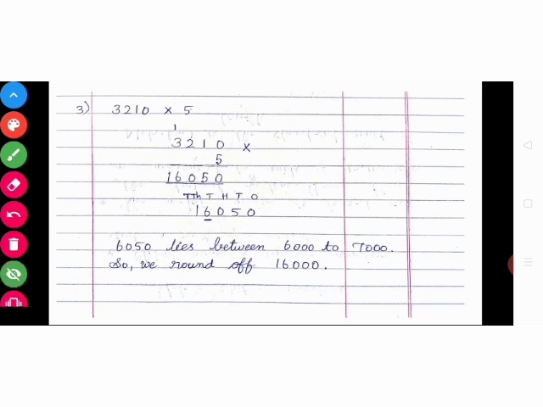And then next product. 3,210 into 5. What is your answer? 16,050. Yes. This you want to round off to the nearest 1,000. In this thousands place what is there? 6,050 is there. This 6,050 lies between 6,000 and 7,000. So we round off, 16,000 is your answer.